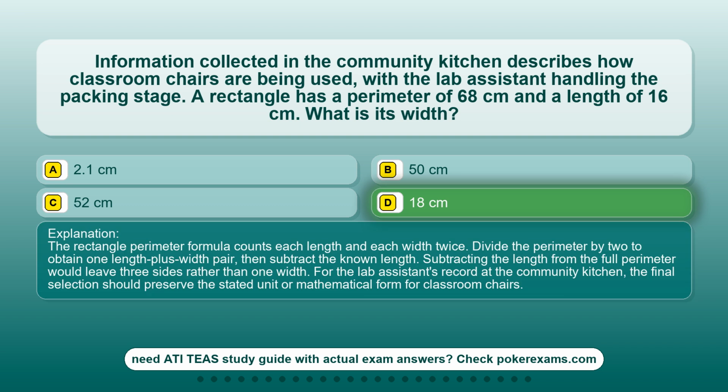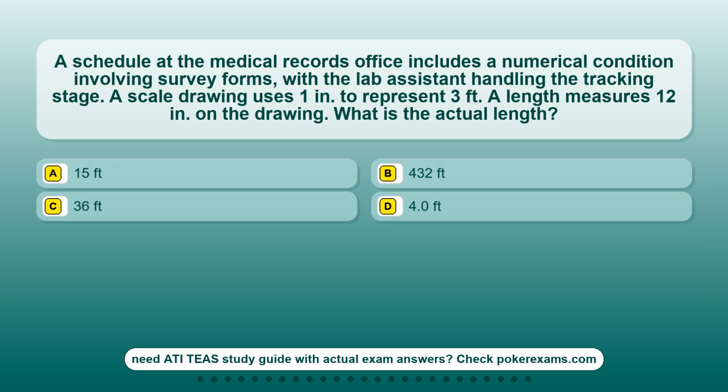The rectangle perimeter formula counts each length and each width twice. Divide the perimeter by 2 to obtain one length plus width pair, then subtract the known length. Subtracting the length from the full perimeter would leave 3 sides rather than one width. For the lab assistant's record at the community kitchen, the final selection should preserve the stated unit or mathematical form for classroom chairs. Question 16.